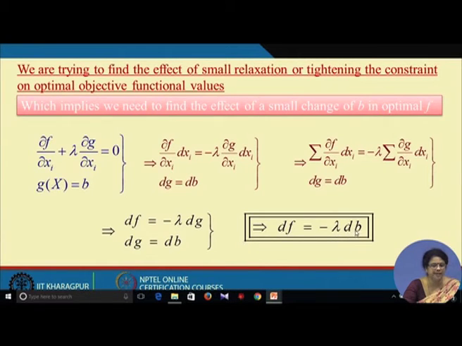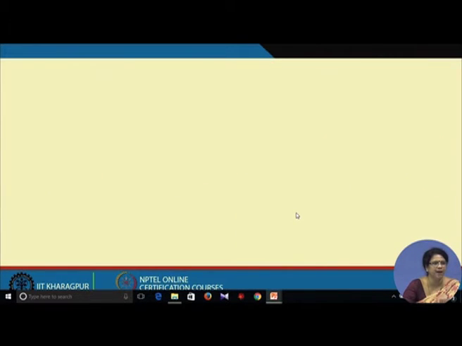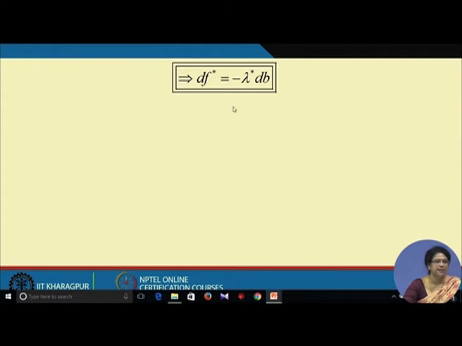That means if I change b, it is affecting the objective functional value. Did you see? But if I change b in a positive direction, by keeping lambda constant, functional value will decrease. Okay, did you see? That fact I am going to tell you in the next. That is why at the optimal stage, if I consider the lambda star is the Lagrange multiplier value at the optimal stage, then we can say that df star is equal to minus lambda star db.